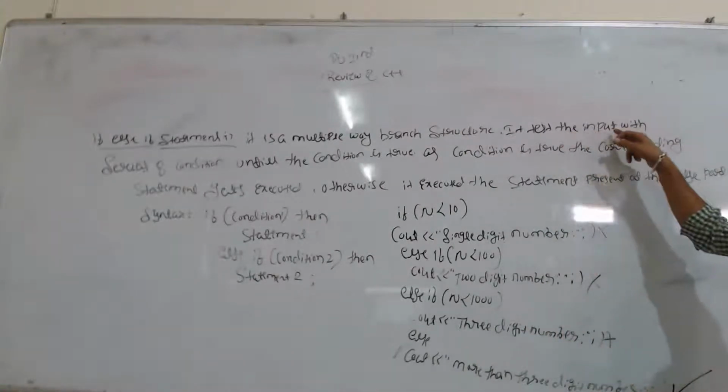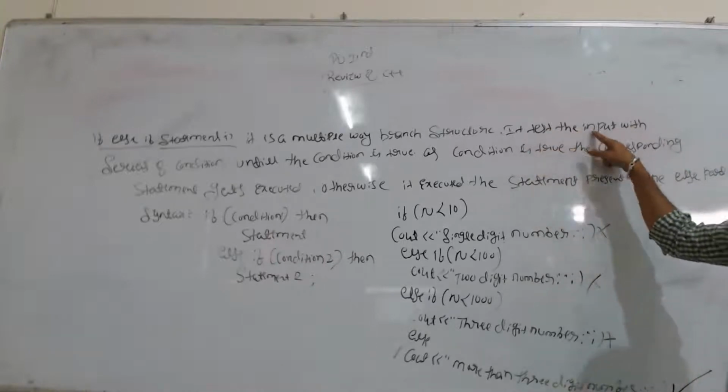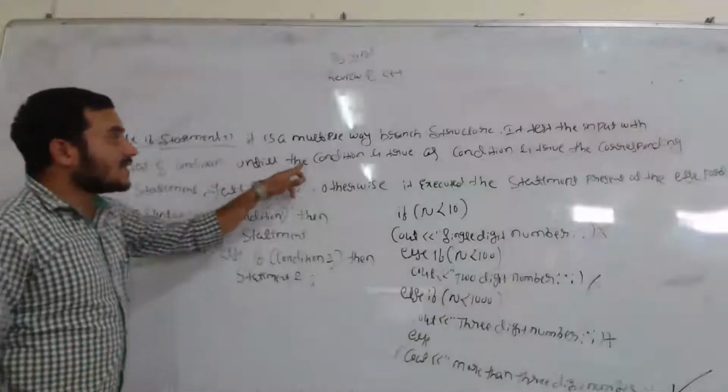It is a multiple way branch structure. It tests the input with a series of conditions until the condition is true.